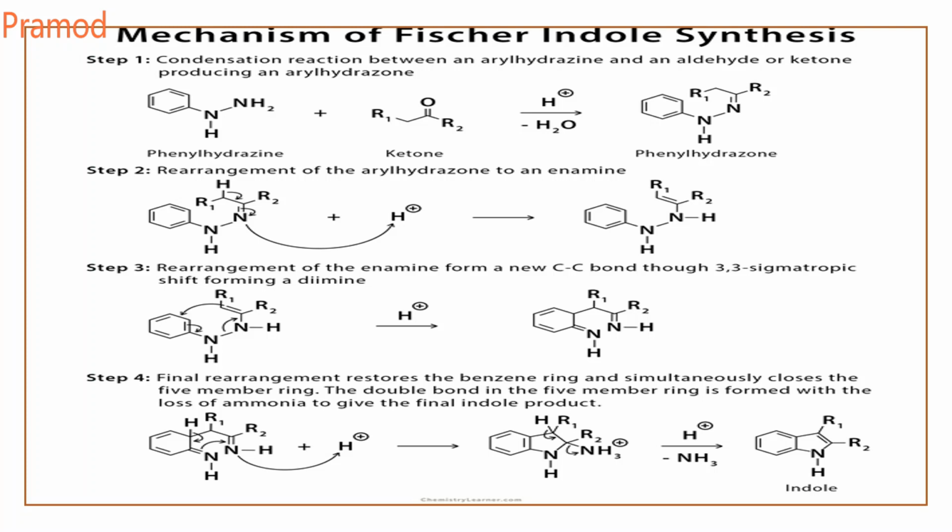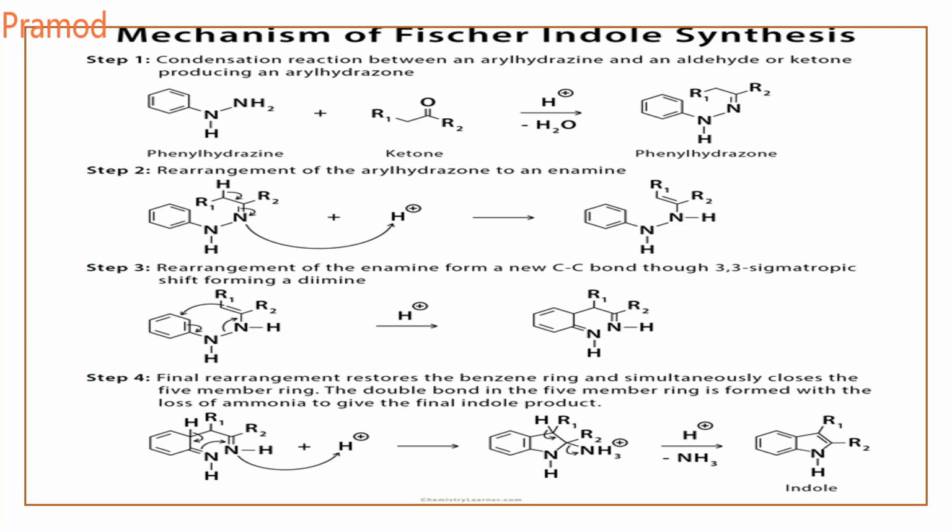Why? If you see 1, 2, 3, the bond between the nitrogen and nitrogen is the sigma bond that is broken, and there is a new bond formation between your double bond and your benzene. So this is known as 3,3 sigmatropic, because there is a breakage of a bond between three atoms and simultaneously a formation of a bond. It is a concerted type of reaction.